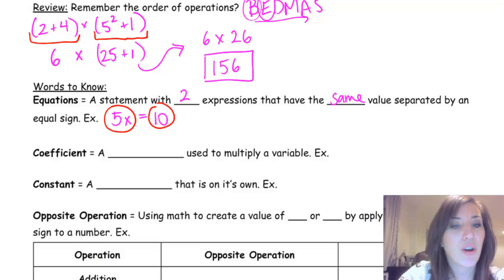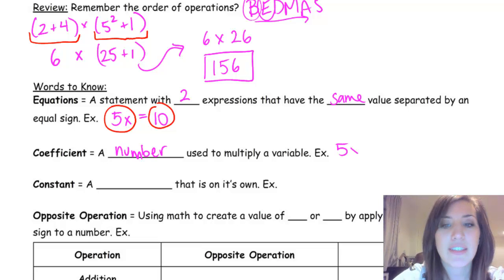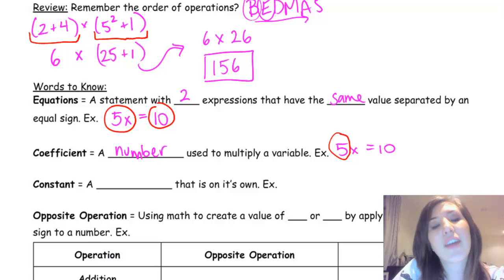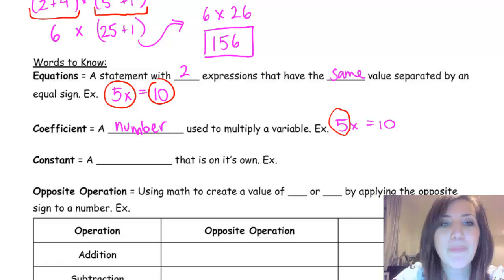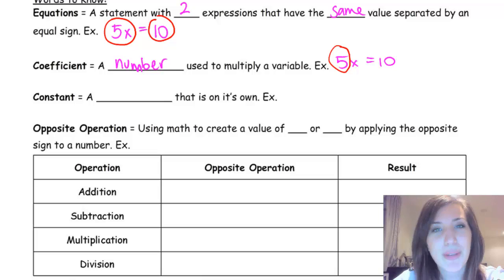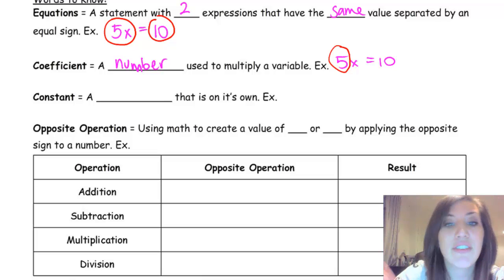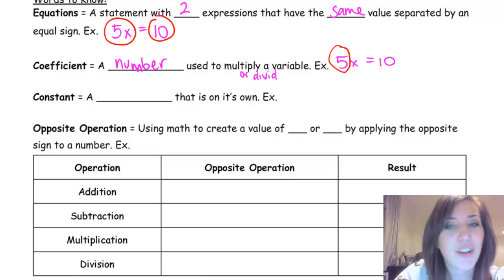Alright, so we also have coefficients, and those are numbers used to multiply a variable. So in this example, 5x equals 10, our coefficient would be this number 5, and that's because our variable is x. Remember that a variable is a letter that we use to describe an unknown number or value, and so 5 is the coefficient because it is multiplying, or you could even have dividing, so we should add: used to multiply or divide a variable.